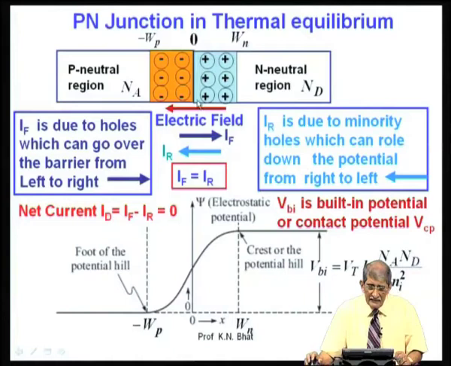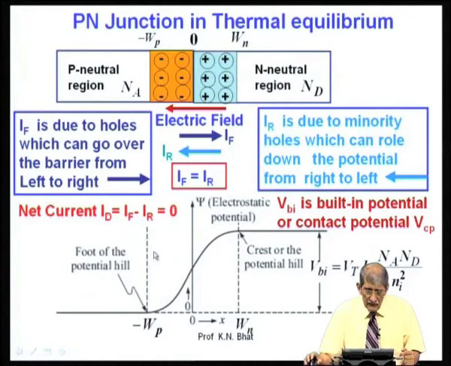Now, the magnitude of this depends upon the amount of charge that is present here, which depends upon the doping concentrations. Okay. So, what is the consequence of this? If this electric field were not present, what would happen? The transfer of electrons from right to left would have gone on infinitely. But because of the transfer of charge, there is an electric field, and because of the electric field, there is a potential difference between this point and this point. Plus charge on the right side, negative on the left hand side.